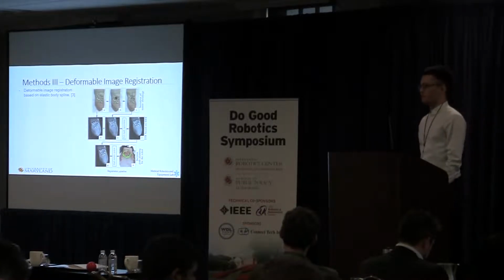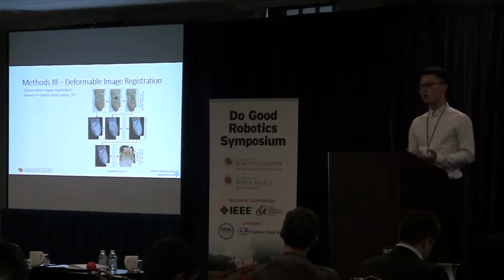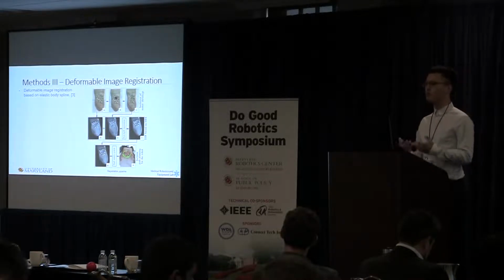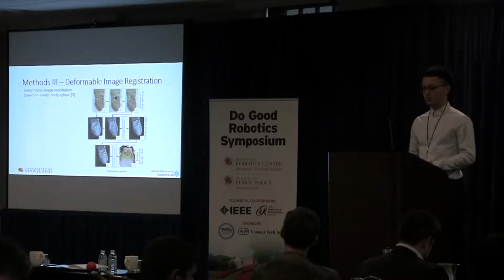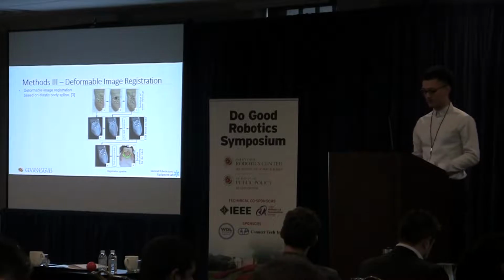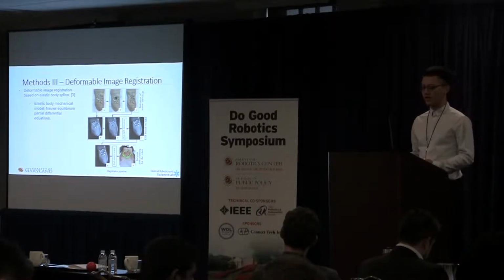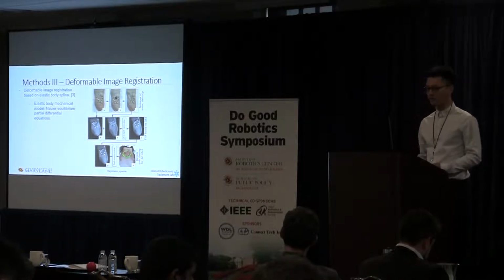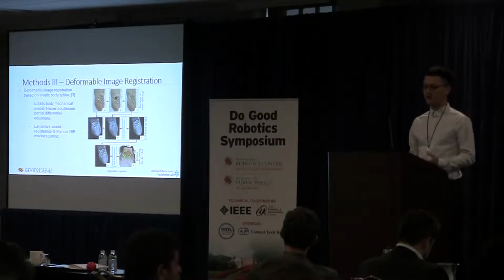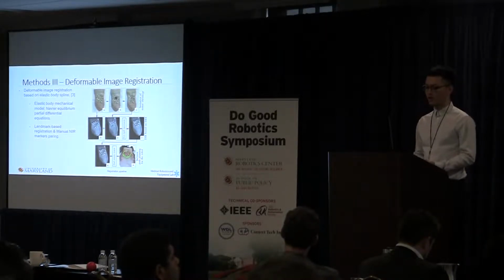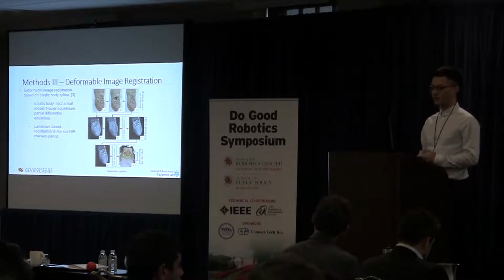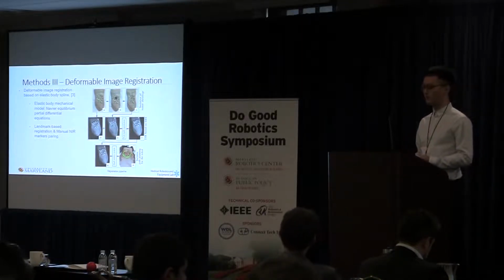After method 2, we know we provide another marking method rather than the India ink to mark the tumor. But how can we track the tumor after it deforms? We use the deformable image registration method based on the elastic body spline. Generally, it creates an elastic body mechanical model based on the Navier equilibrium partial differential equations. It's a landmark-based registration method, and it requires some manual near-infrared marker pairing.